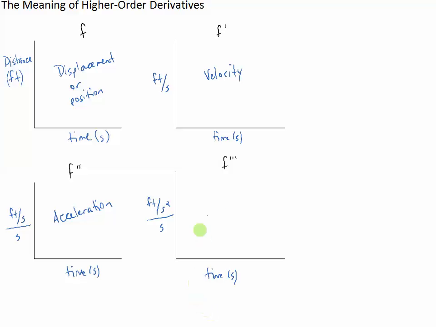Okay? This is what we call the jerk. You can imagine if your acceleration changes really rapidly, if you have a really high third derivative, if the change in acceleration is really high, then you would jerk really hard. So this can be called the jerk. And so that would be the third order derivative of a displacement or position function.